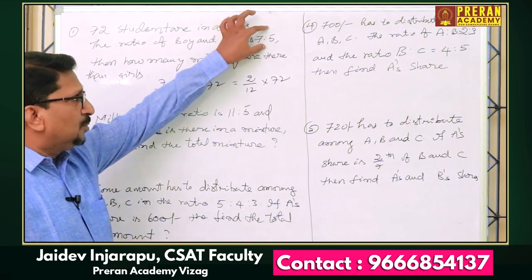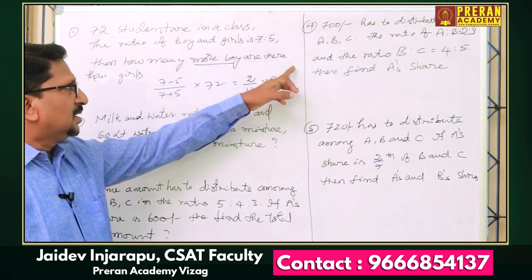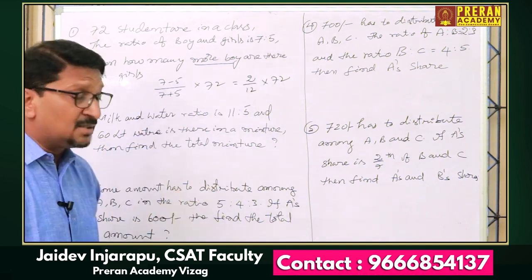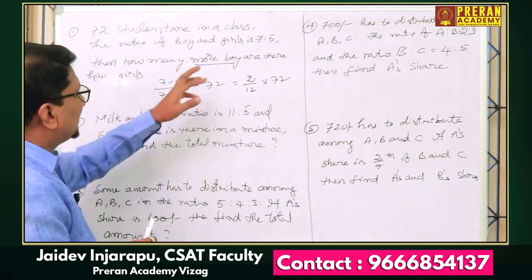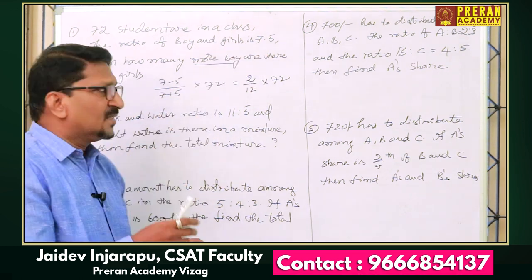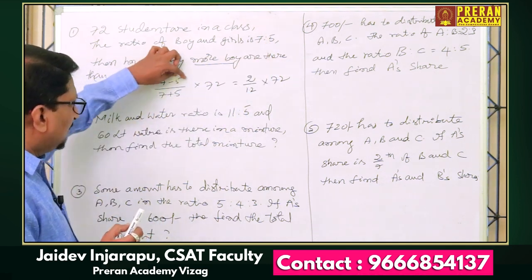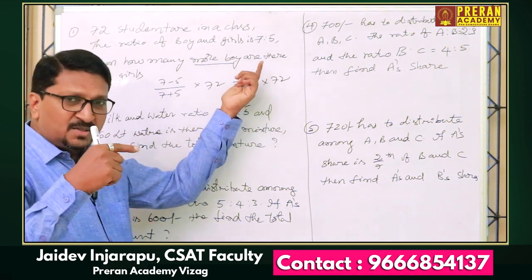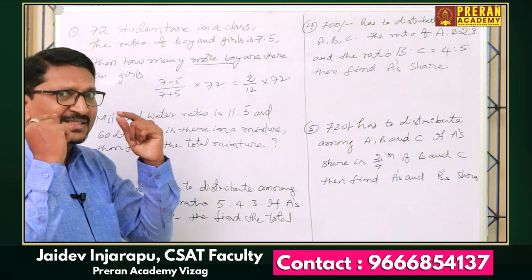If he is going to ask you only boys, then you will be calculating like this: 72 into 7 by 12. Only girls, 72 into 5 by 12. But he has asked you how many more boys are there in the class. Now, we have to analyze the given data in such a way that what is the difference between these boys and girls? The parts are different, 2 parts. So the 2 parts which we are calculating is more boys than girls in the class. That we need to understand.